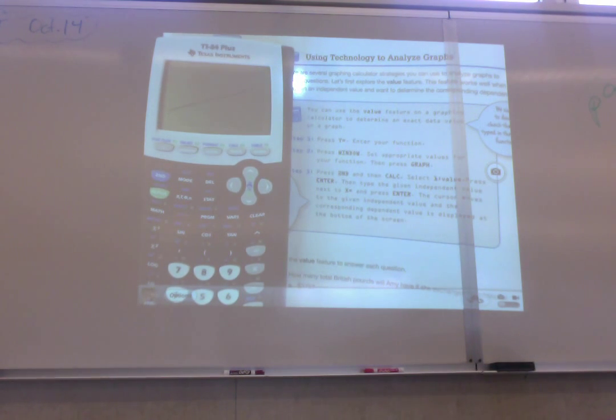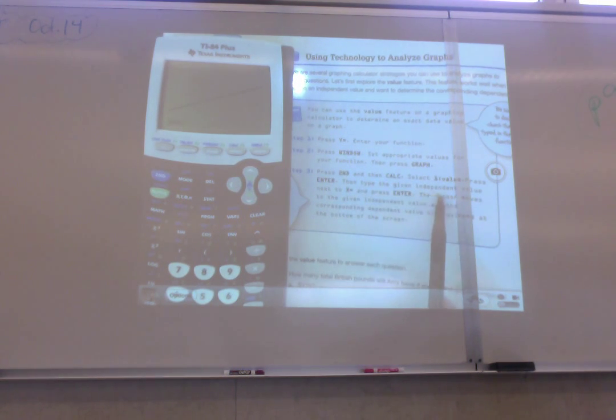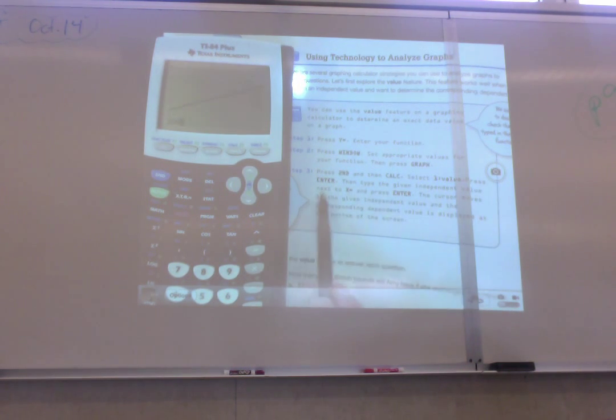Oh, look at that. First of all, is that cool or what? That's our graph. Sorry, I get easily amused. But we're not even done yet. Notice you have that X equals and it's blinking. Then type the given independent value next to X equals. And again, Tony, was the X the dollars or the pounds? The dollars.